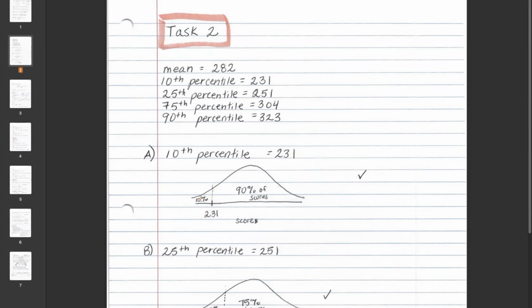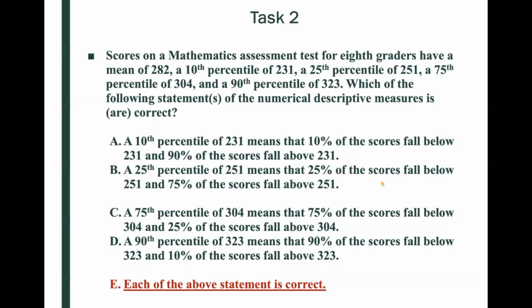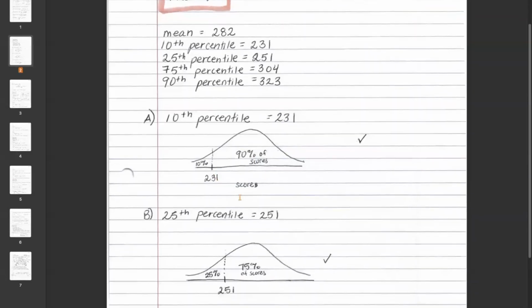That would mean that 10% of the scores are to the left of that value, or less than 231, and 90% of the scores are to the right of that value, or greater than 231. That's essentially what A is saying, where 10% of the scores fall below 231 and 90% fall above 231. So A is correct. Next, B: what does a 25th percentile equal to 251 mean?